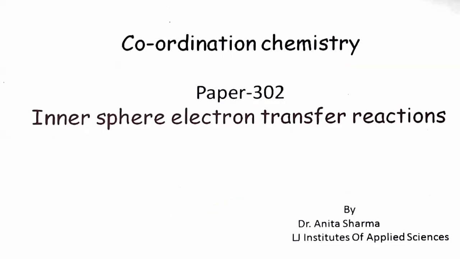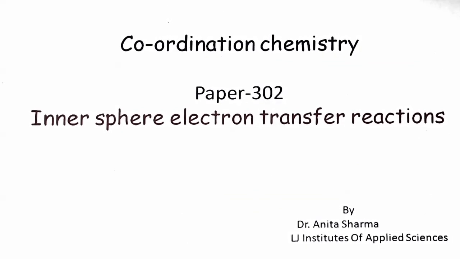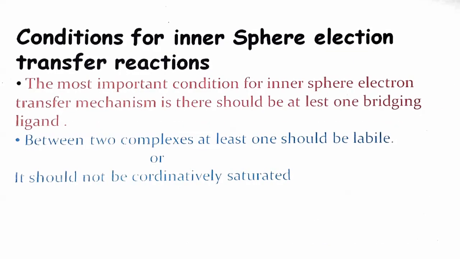Coordination Chemistry, paper 302. Today we are going to start a new topic of coordination chemistry, that is inner sphere electron transfer reactions. There are some conditions for inner sphere electron transfer reactions. The first condition is that at least one complex should be labile in nature, and between the two complexes at least one complex should have one bridging ligand.